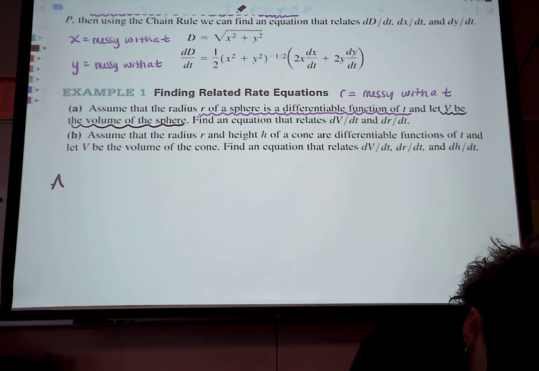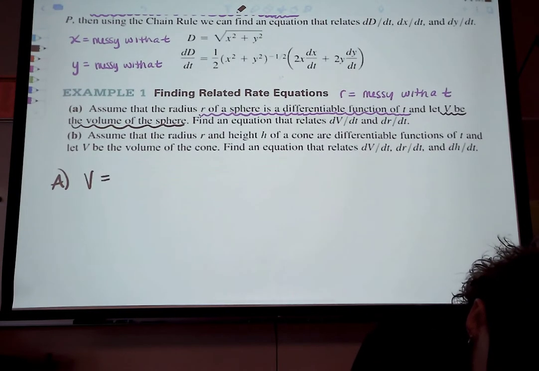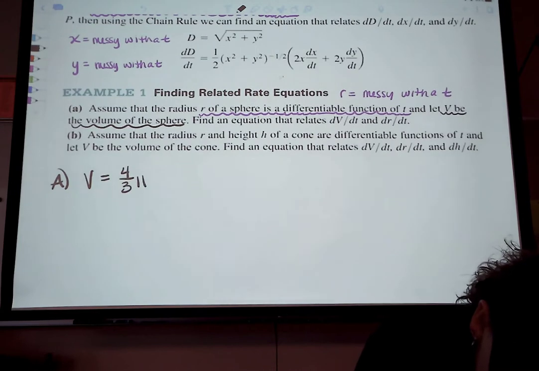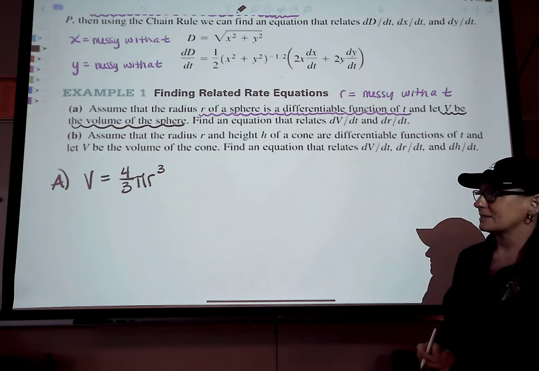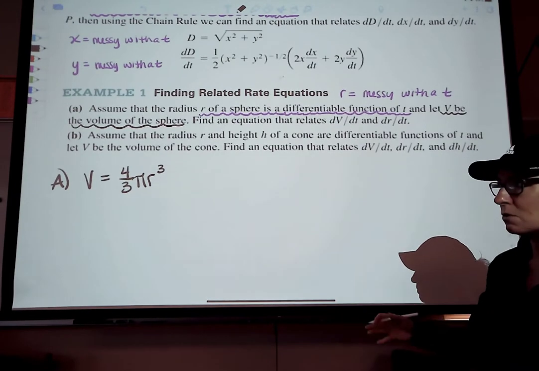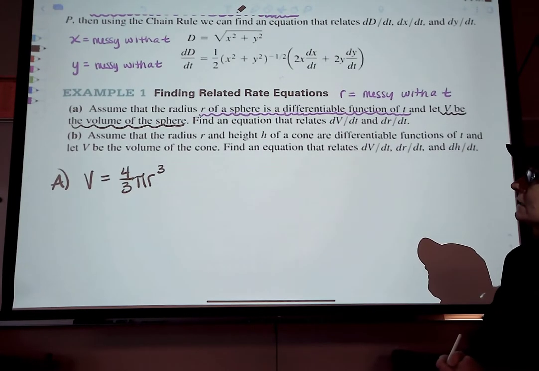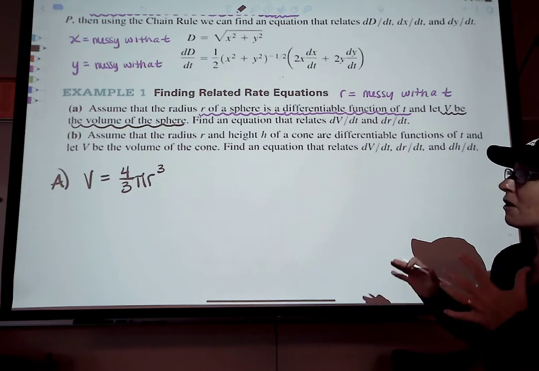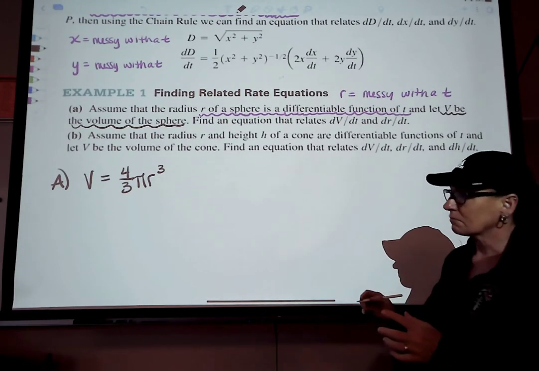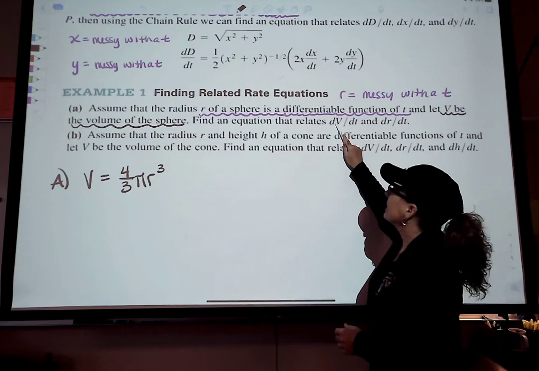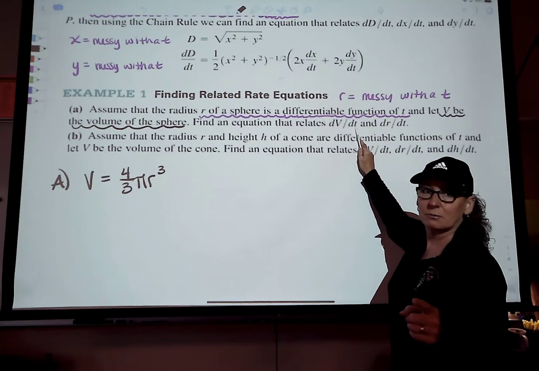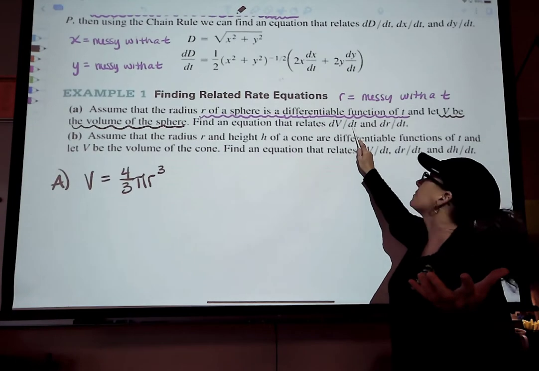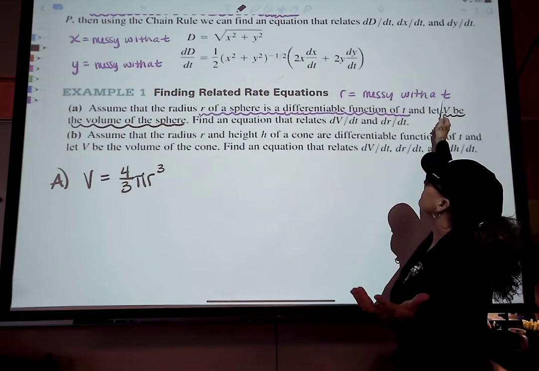So, part A, here I go. The volume of a sphere is 4/3 pi r cubed. Memorize that. You're going to need it throughout this whole section. So that's the volume equation. This is saying, hey, let's do a derivative on that, and t is my variable, which you knew t was the variable because it said that t was a variable up here.